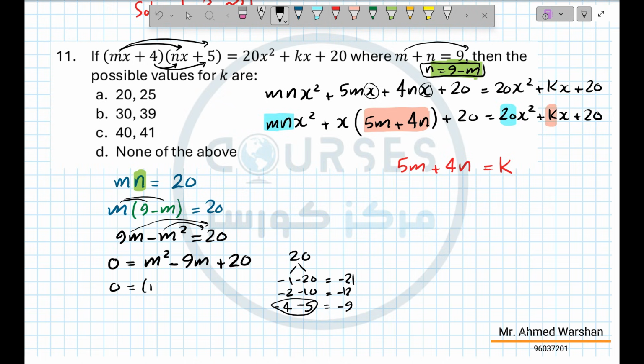So 0 equals m minus 4 times m minus 5. So from that we can find that m is equal to 4 and m is equal to 5.